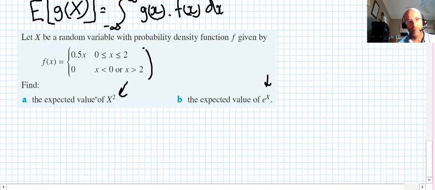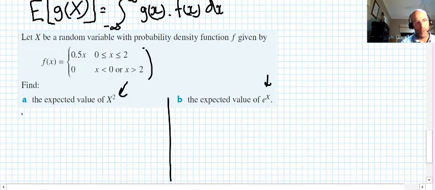So let's do part A first. Alright, so this one here is basically from 0 to 2, like we saw in the previous example, for the reasons we stated before, and g of x is x squared. Okay, we write it in terms of the lowercase variable x, of course, and so we've got x squared times 0.5x.